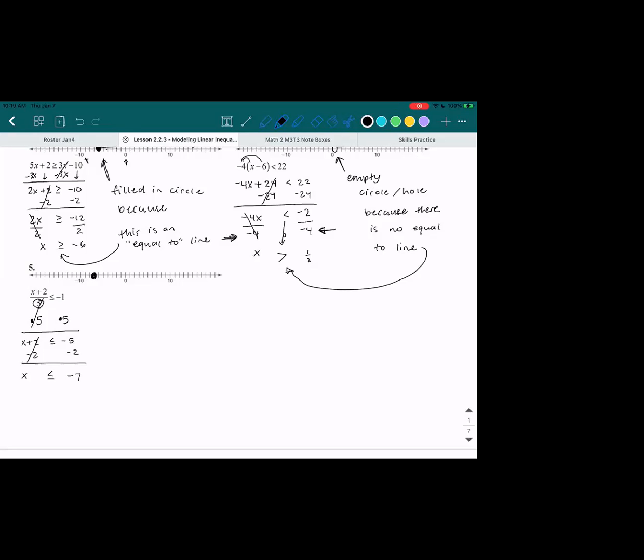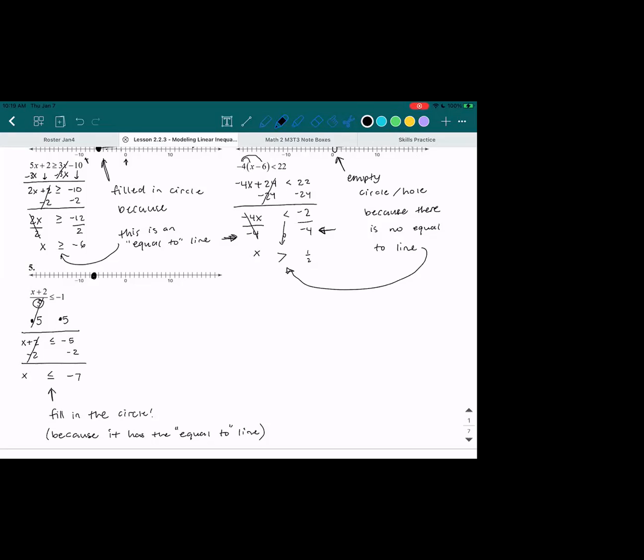This should be filled in because of the equal to line. So fill in the circle because it has the equal to line. Yeah, we're going to fill it in because this symbol has the equal to line. It's less than or equal to -7. All right, finally, this says less than or equal to.